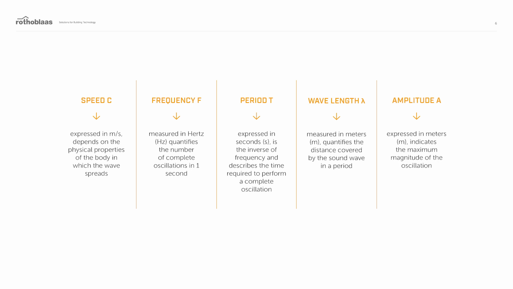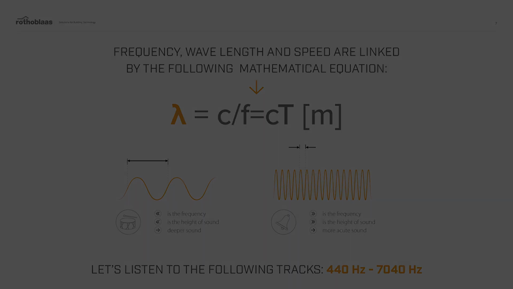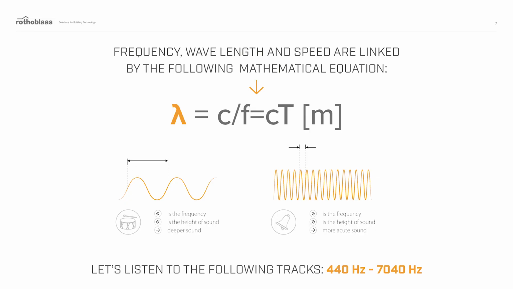Wavelength, lambda, measured in meters, quantifies the distance covered by the sound wave in a period. Amplitude, A, expressed in meters, indicates the maximum magnitude of the oscillation. Frequency, wavelength and speed are linked by the following mathematical equation.